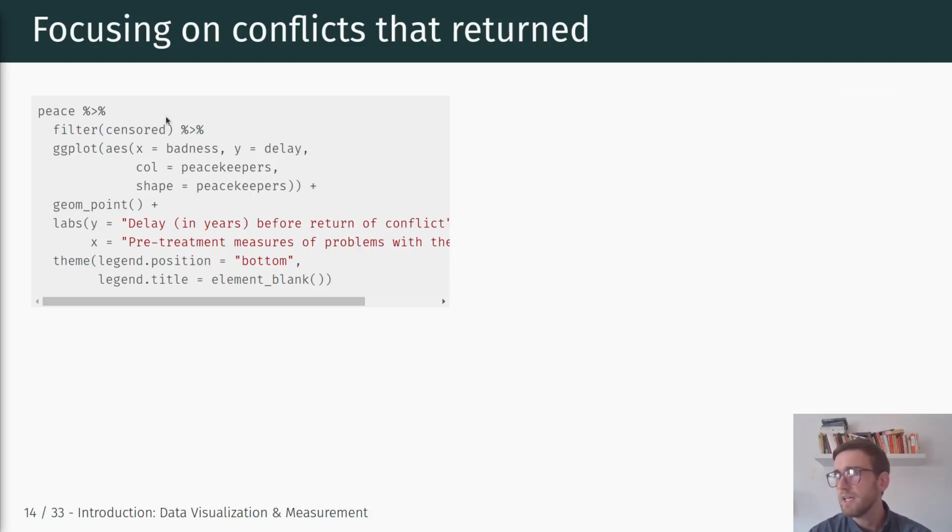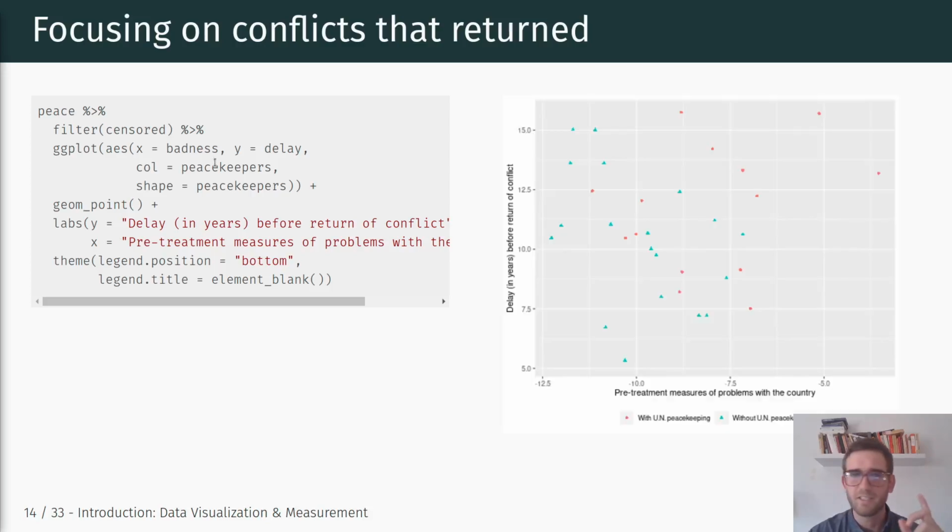Okay. I'm just seeing that I should have filtered by not censored cases. That's fine. I will just fix the slide before I upload them because the results look fairly similar. Of course, we want to look at cases where the conflict returned. That would be where censored is false, so that would have to include an exclamation point right here, and then look at this relationship between pre-treatment measures of problems with the country and delay. And in the slides that I'll upload, you'll see that result.